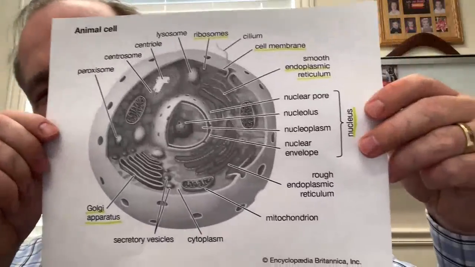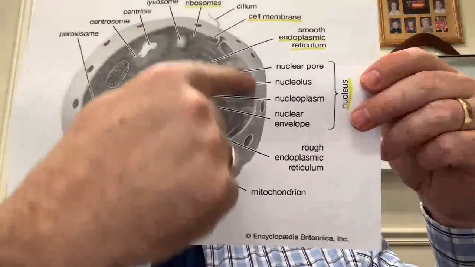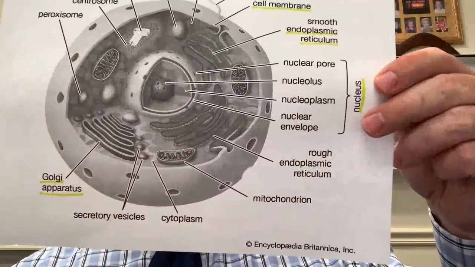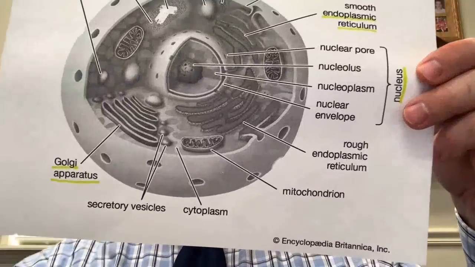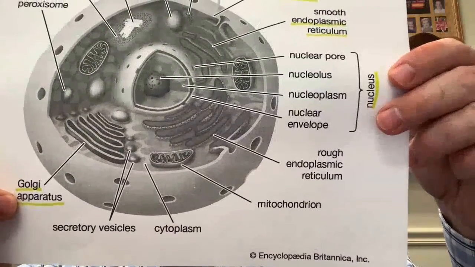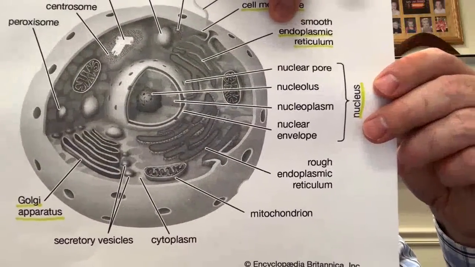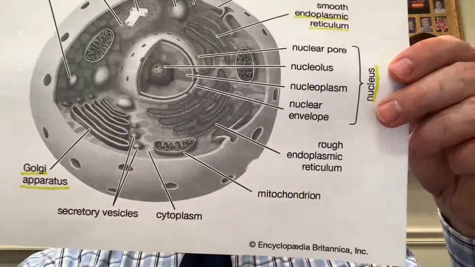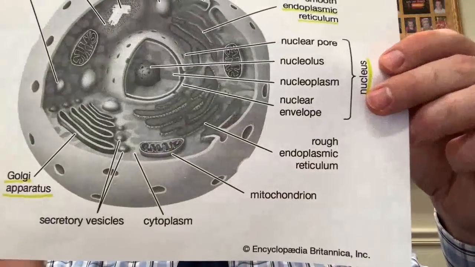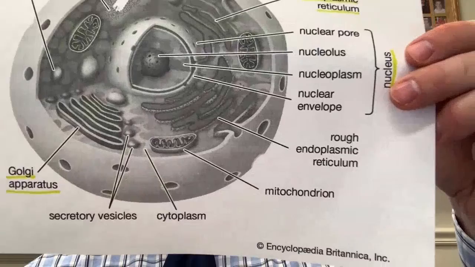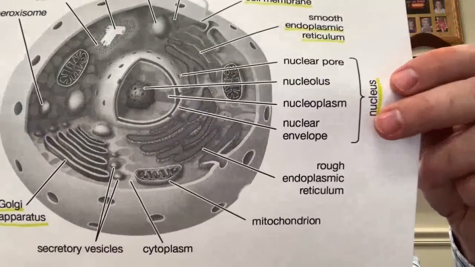So if I can get this so you can see it. This is the animal cell. You've got the cell membrane on the outside, which is important. You have the Golgi apparatus, the ribosomes, the smooth endoplasmic reticulum, the rough endoplasmic reticulum right here, and the nucleus. The nucleus, of course, is where everything is controlled and managed. It's almost like the brain of the cell.